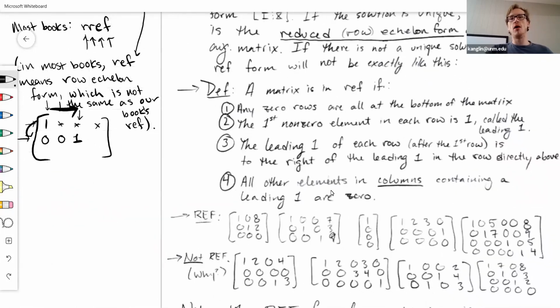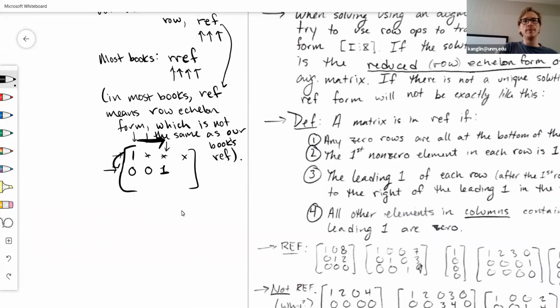The last requirement is that all other elements in columns containing a leading 1 are 0, meaning in this sort of picture, above this 1, I would have to have a 0 here. And if there were any entries below this, if there are more rows below this, everything below this 1 would have to be zeros. Same with this guy over here. That's a leading 1. Everything below and above it must be a 0. And here you could have other stuff, I suppose. So let me just go up with zeros.